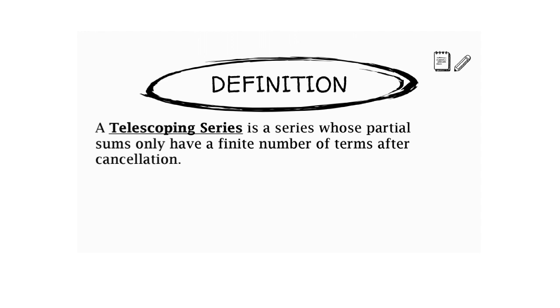A telescoping series is a series whose partial sums only have a finite number of terms after cancellation. And the word that you want to focus on in that definition is the word cancellation. What makes a telescoping series unique is it doesn't have nearly as many terms as you think it does, but you have to take a closer look to figure it out.